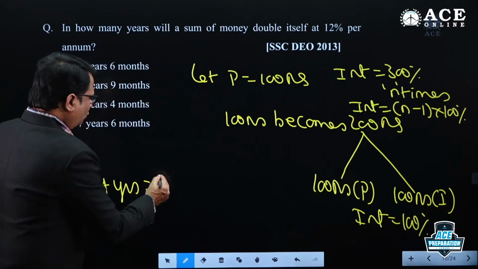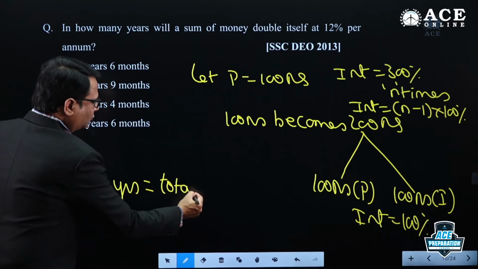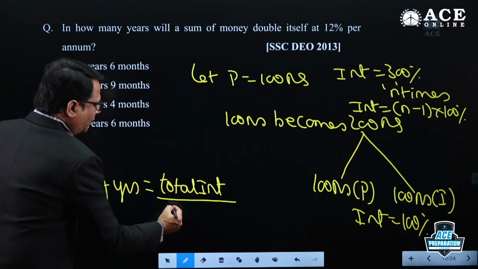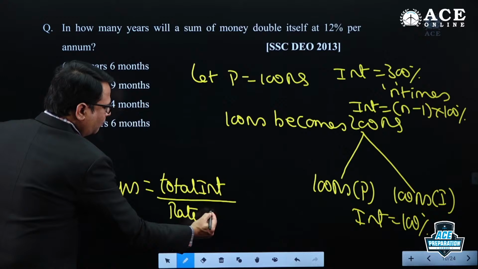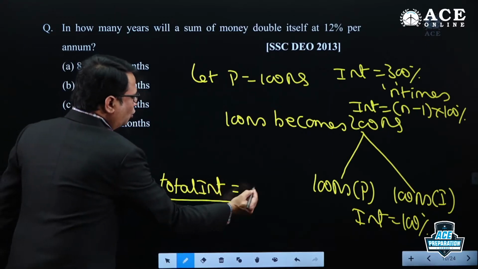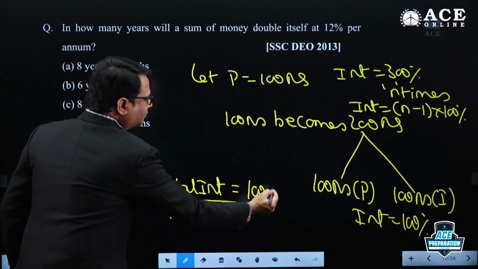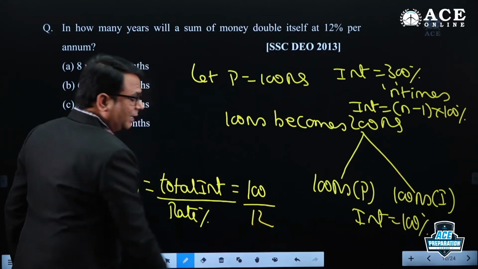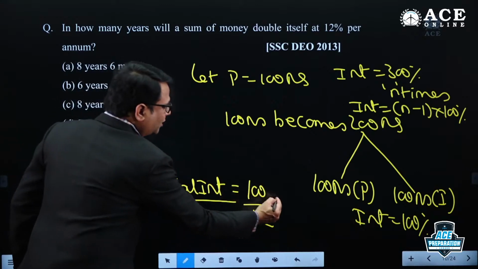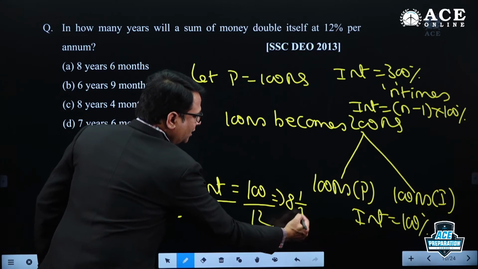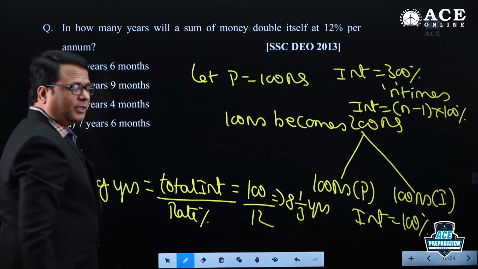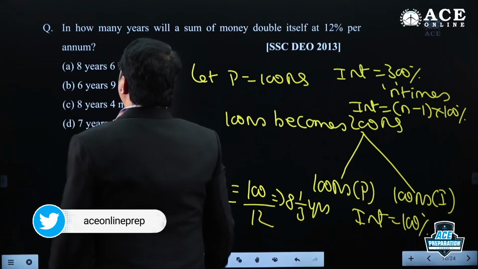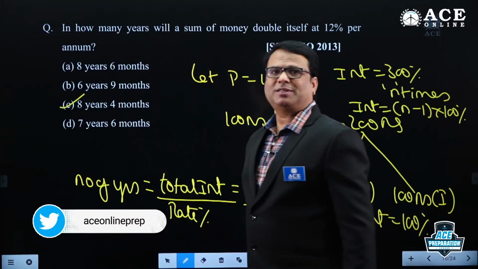Number of years equals total interest by rate percent. Now total interest is 100%, and rate of interest is 12. 100 by 12 how much? 8 1/3 years. And 8 1/3 years means 8 years 4 months. So here I can choose the answer 8 years 4 months.